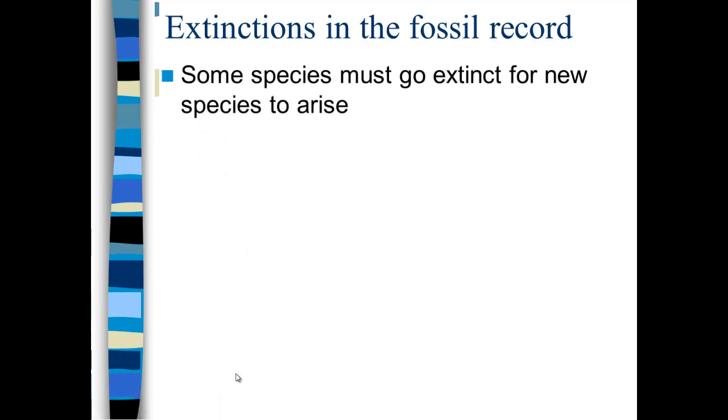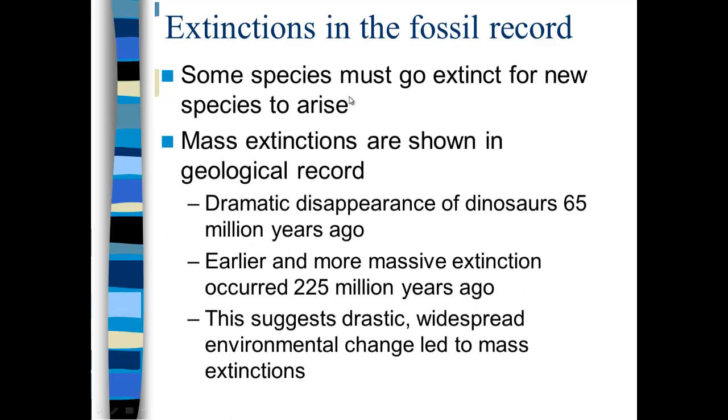And in terms of the fossil record, it appears that some species must go extinct for a new species to arise. And there are two real mass extinctions that were seen in the fossil record. One was 65 million years ago, if you follow old age, old Earth theory. And this led to the dramatic disappearance of the dinosaur. And again, I'm talking about this more theoretically. Obviously, if you're a young Earth theorist, then these numbers are not something that you're going to buy into. But our book teaches from an old Earth perspective, and so based on that particular record, we're going to report those numbers. But I want you to realize that these are theoretical numbers.